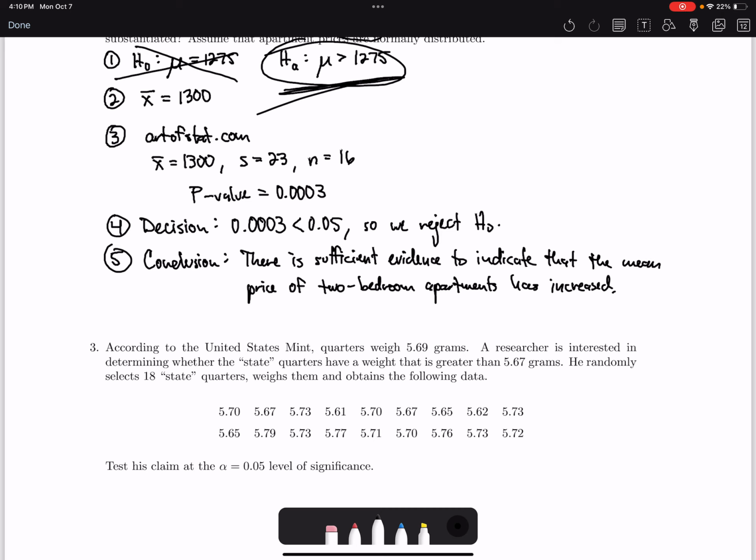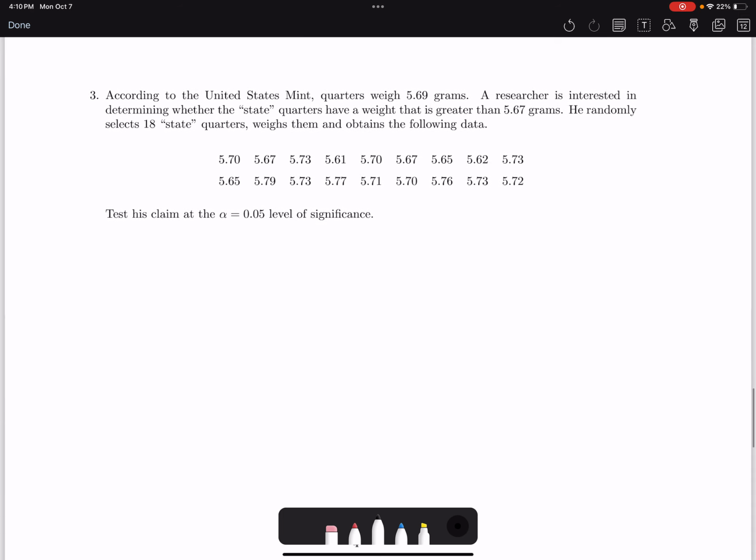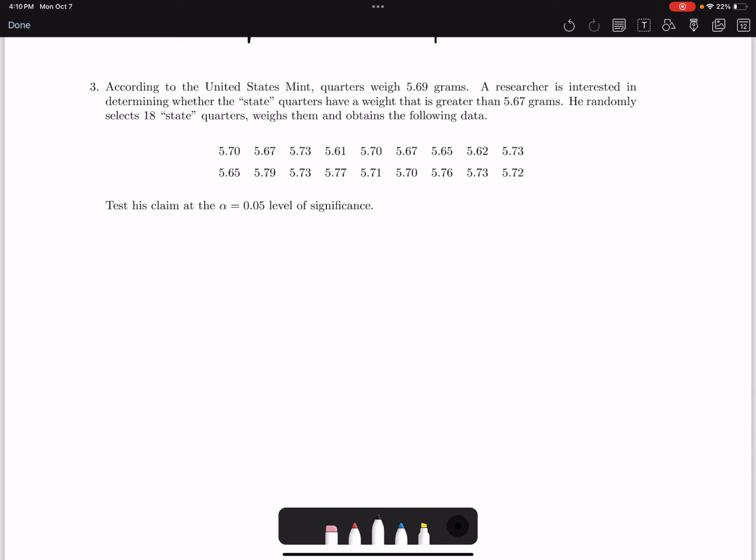Okay, so that's how that would look. Let's look at one where we have raw data, like in number 3. It says, according to the United States Mint, quarters weigh 5.69 grams. A researcher is interested in determining whether the state quarters have a weight that is greater than 5.69 grams. He randomly selects 18 state quarters, weighs them, and obtains the following data. Test his claim at the 0.05 level of significance.